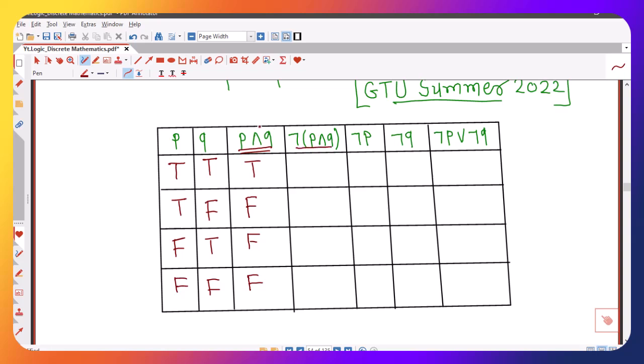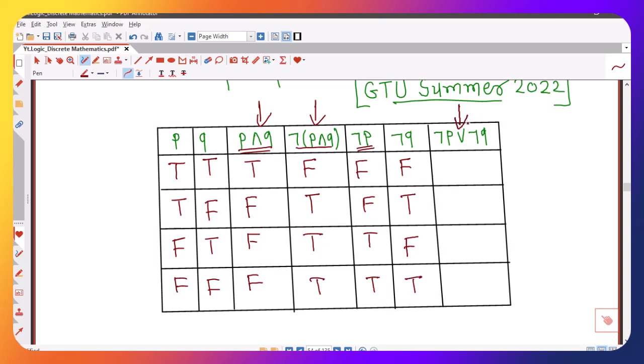Here we have negation of P and Q. So true has negative false, then F has negative true. So that is the column for this. Here negation of P, that is F, F, T, T. Negation of Q, so it starts with F and alternately false and true.